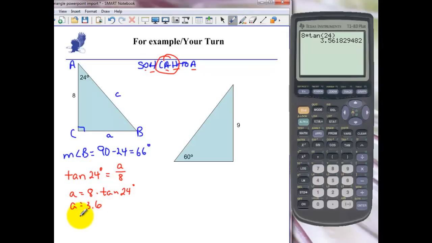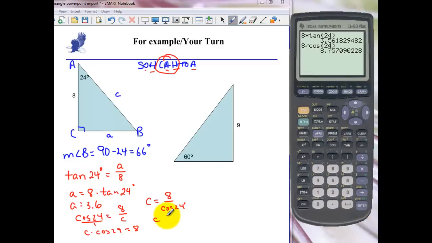So we can set up an equation here. Cosine of 24 equals 8 over c. We can make this over 1 and cross multiply. Cosine of 24 times c equals 8. Now we have to divide by cosine to get c by itself, so 8 is divided by cosine of 24 degrees, and we can put that into our calculator here. 8 divided by cosine of 24, and we get about 8.8.